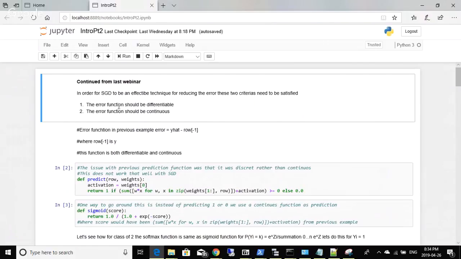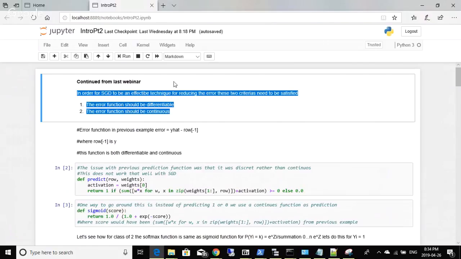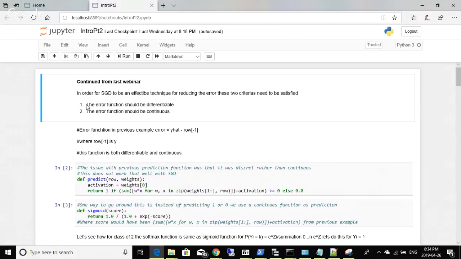One of the key properties of stochastic gradient descent: there are a few criteria that need to be met. I think it actually is pretty intuitive, but it makes sense to think about this now and then. So these are two properties. The error function needs to be differentiable, and it also should be continuous.